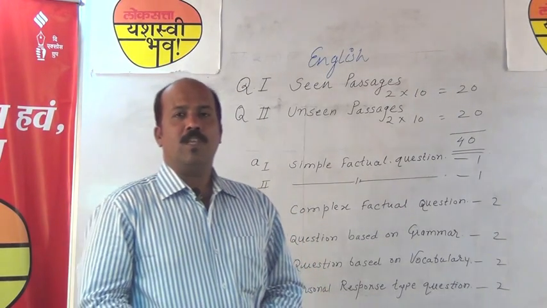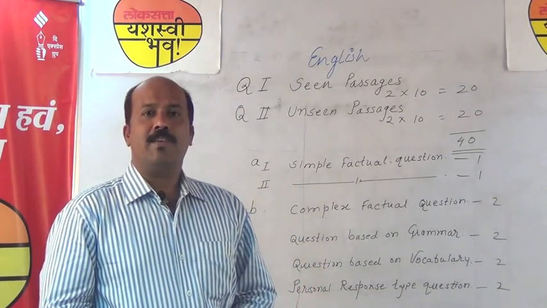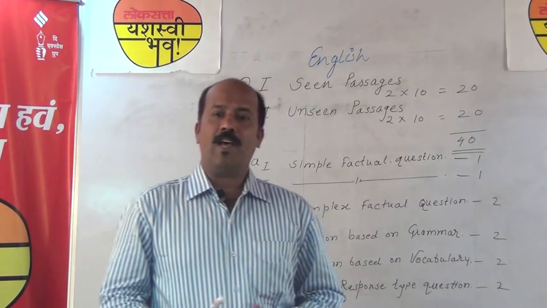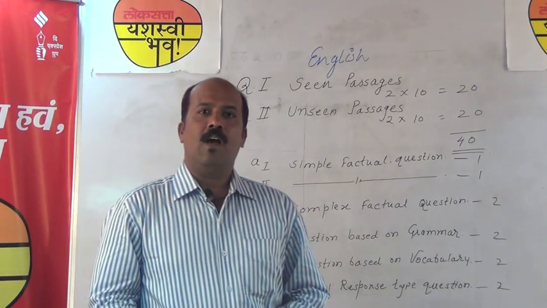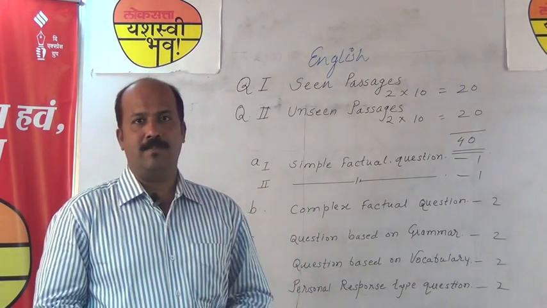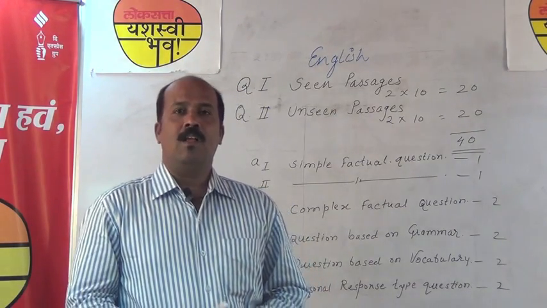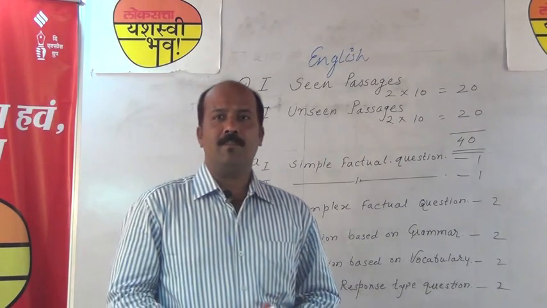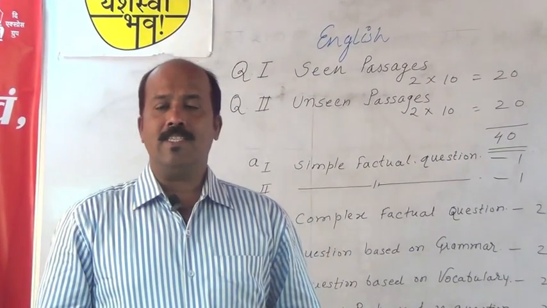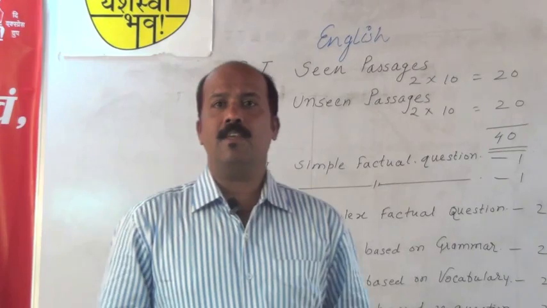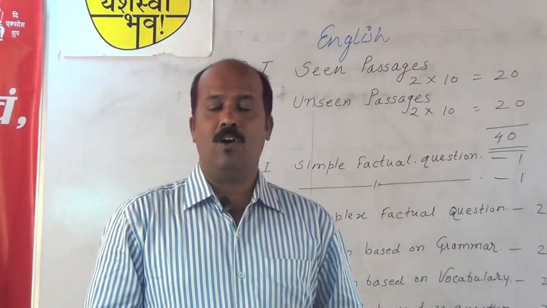Now friends, both the questions are seen and unseen passages. We know that there are 17 lessons in our textbook. Out of those 17 lessons, only 2 lessons will be very important as far as seen passages are concerned. We know how to write the answers of seen passages. Even question number 2 is based on unseen passages. Though the question is based on unseen passages, it is quite easy to write the answer because the unseen passages are totally based on what we have already learned.